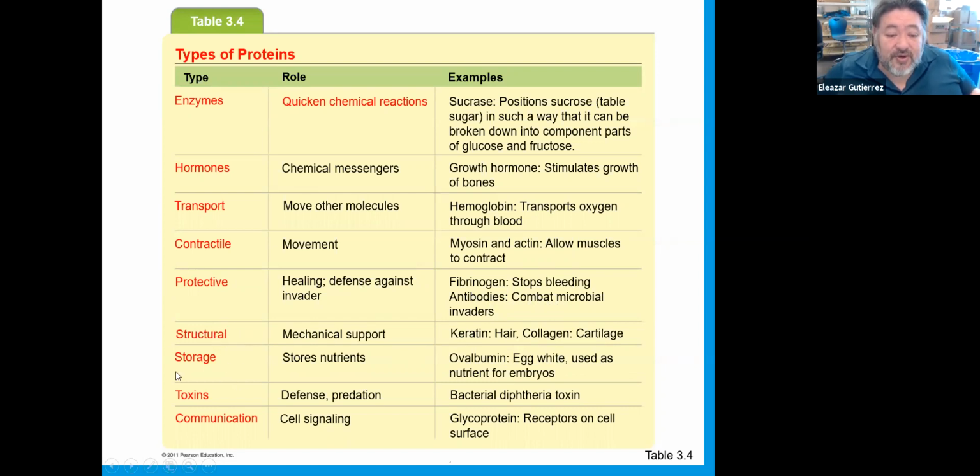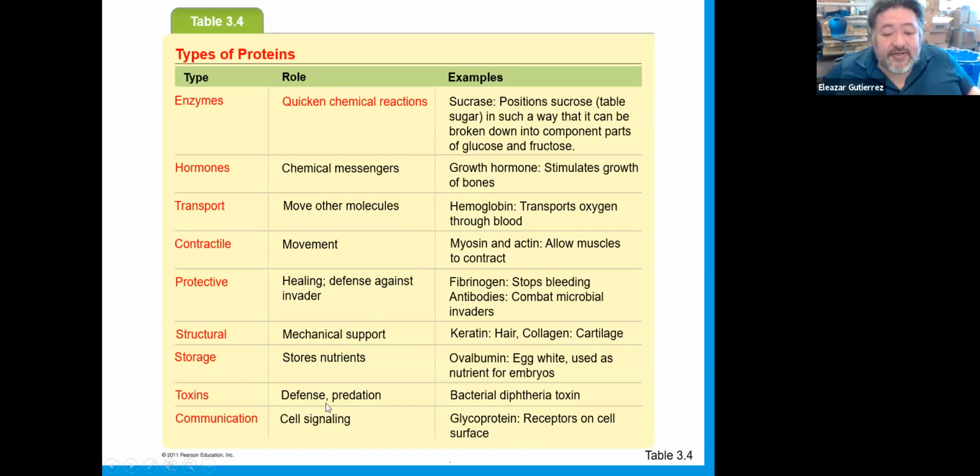Structural. Storage. On top of all this is storage. What does that mean? That means that once we run out of sugar, we switch over to oils, to fats. And when we run out of fats, we switch over to protein. So if you don't have enough sugar or enough fat to keep you alive, protein can be another source of nutrition.